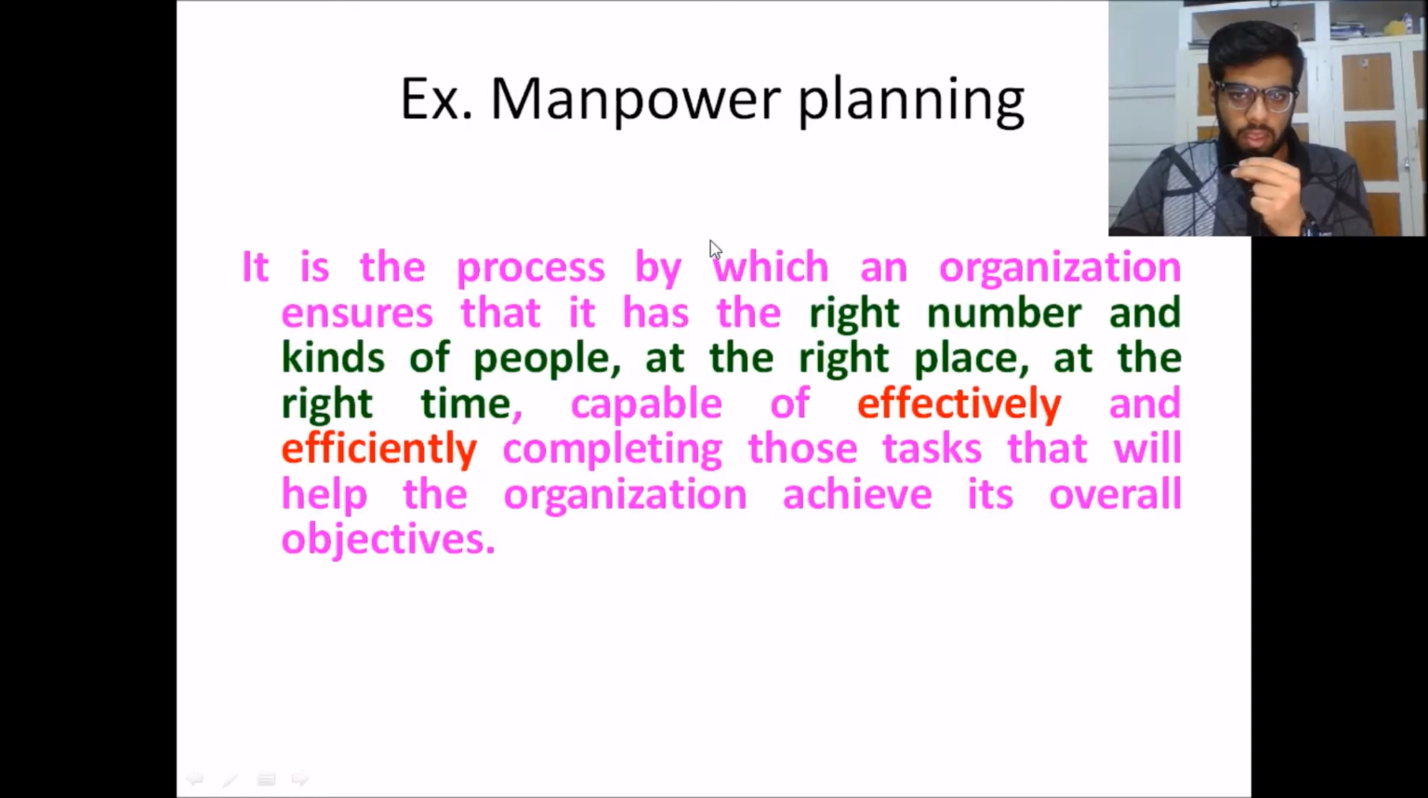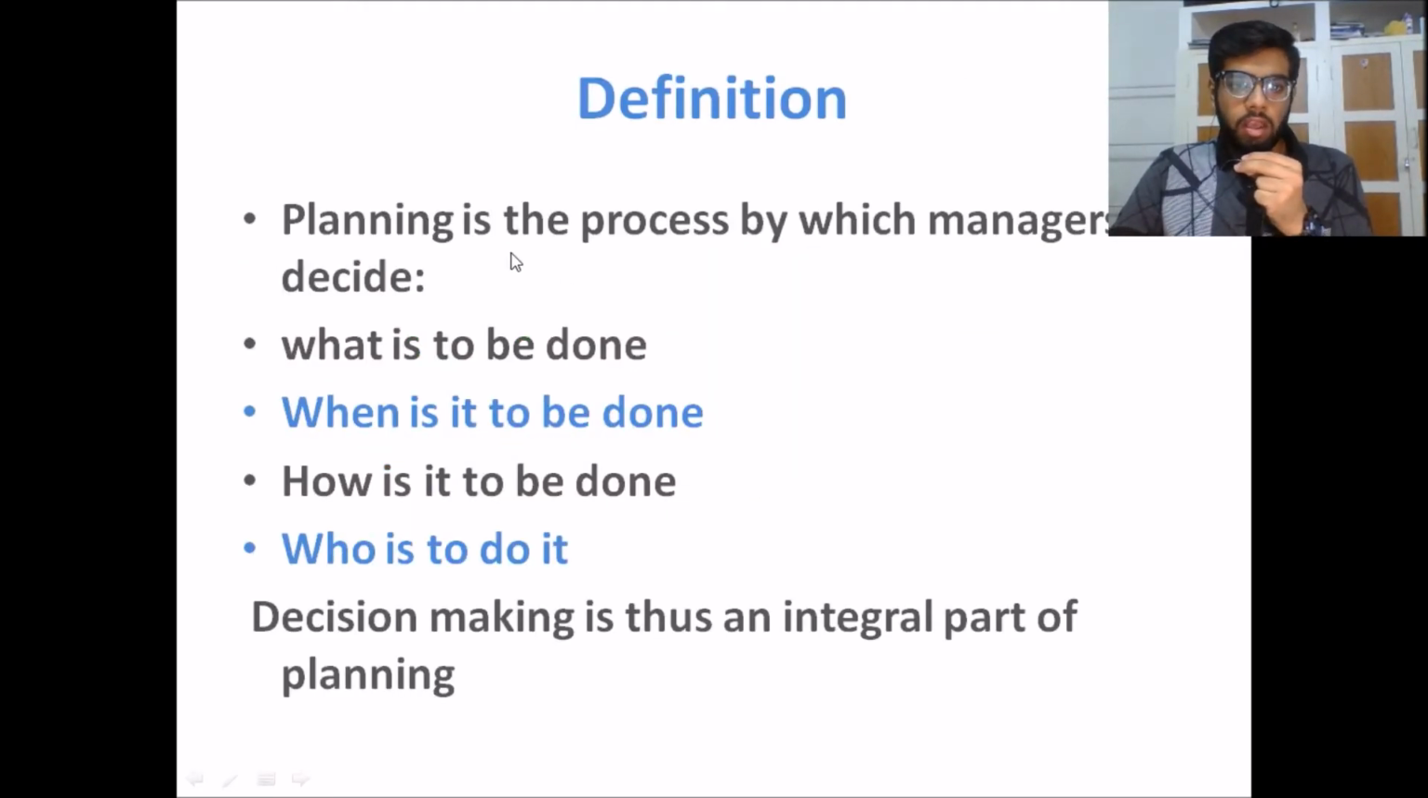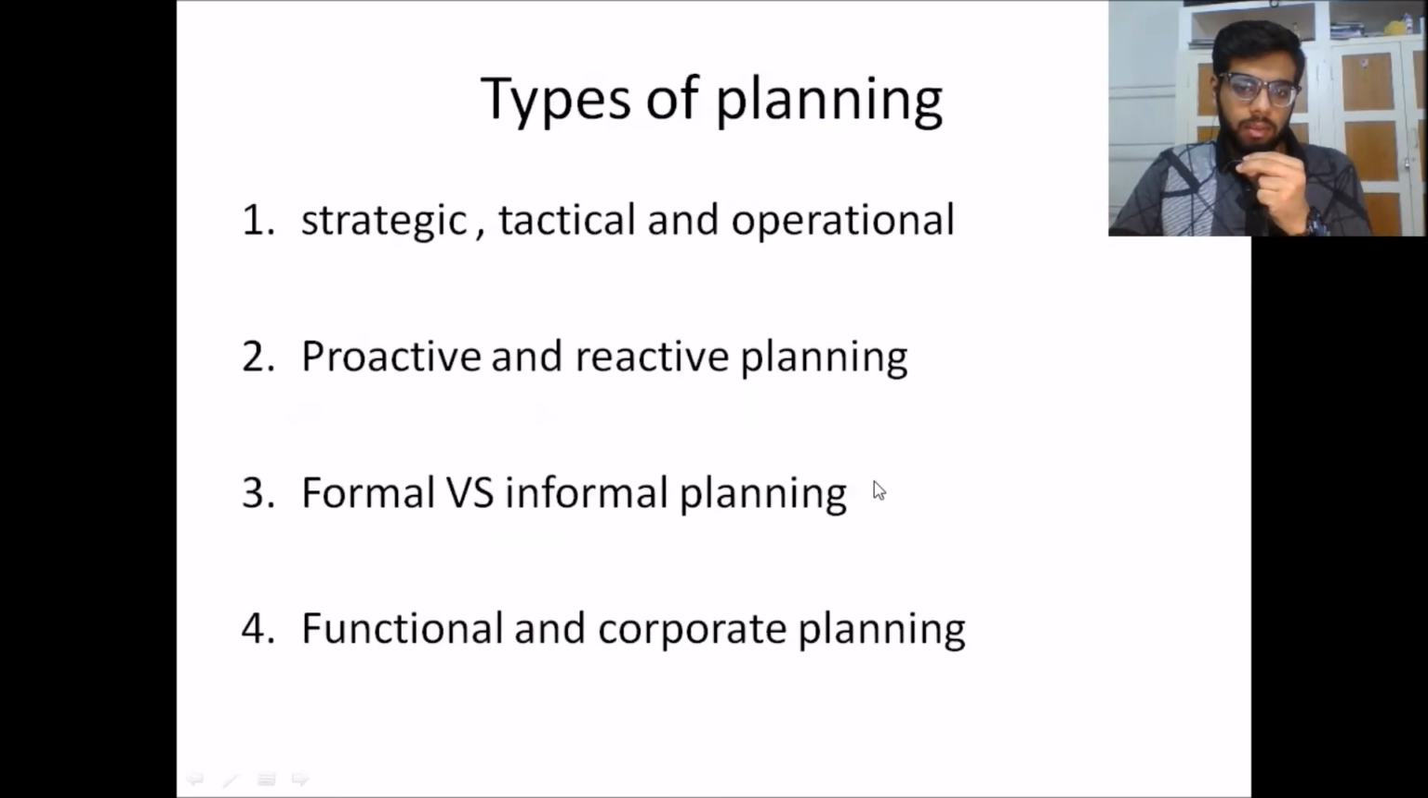Alright. So manpower planning is a perfect example. It also includes various other factors, that is how effectively we do a task and how efficiently we do a particular task. So the basic definition comes here. Planning is the process by which managers decide what is to be done, when it is to be done, how it is to be done, and who is to do it. So decision making is an integral part of planning.